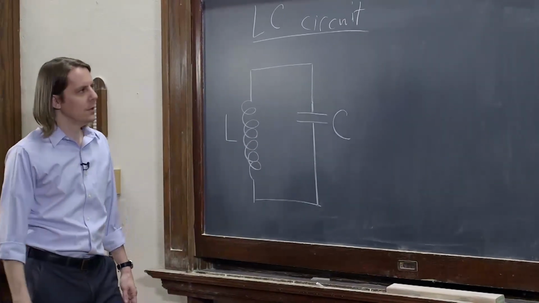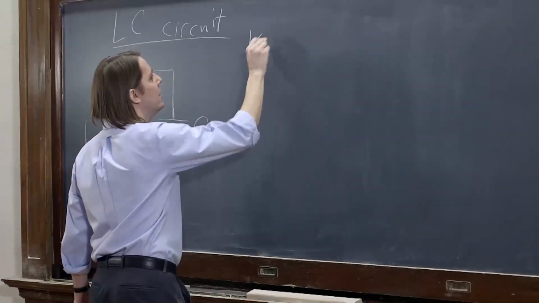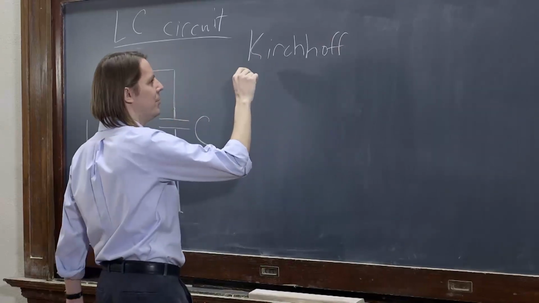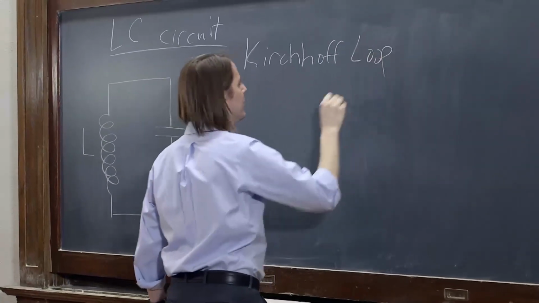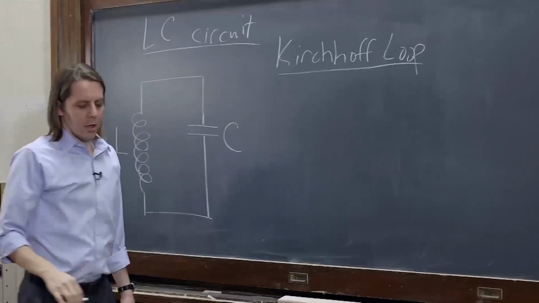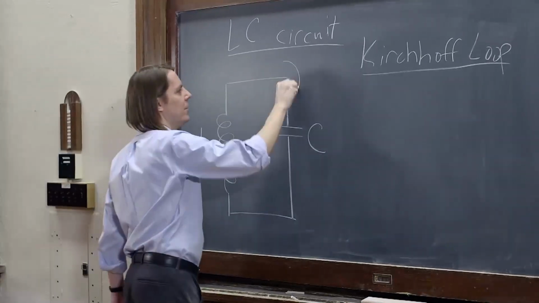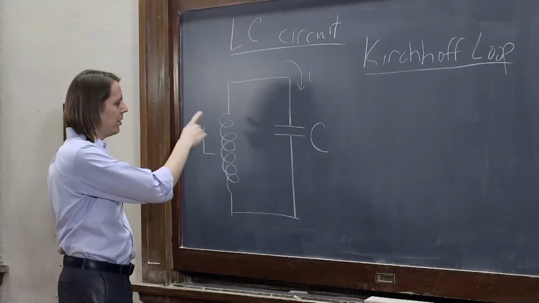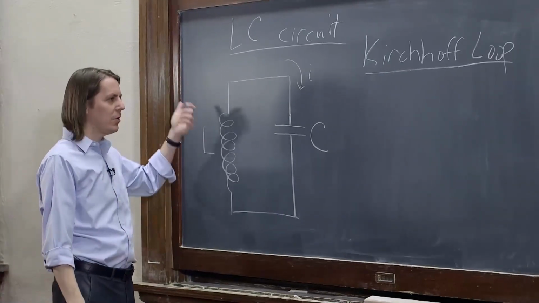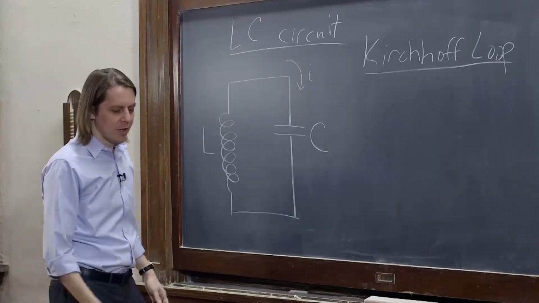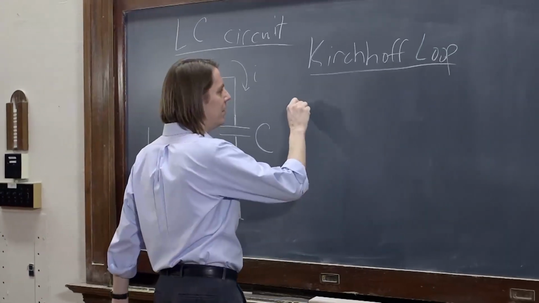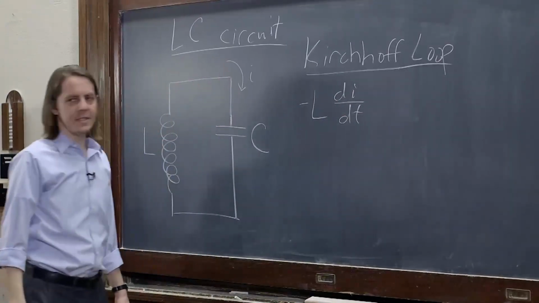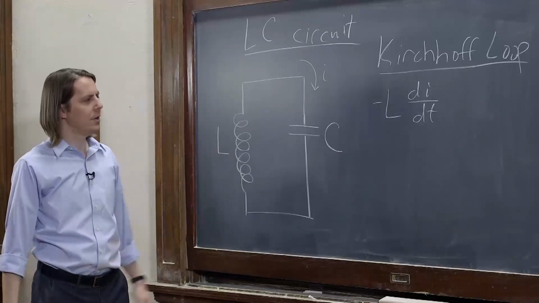LC. Well, let's apply Kirchhoff. I will rob him of one of his letters eventually. I think I've gotten it right so far. Kirchhoff loop. Well, okay, let's say the current is going that way. We want to loop that way. So we're going with the current through an inductor. Assuming the current is increasing, then you're going to get a back EMF. So we have minus L di dt. That's the potential drop across the inductor.